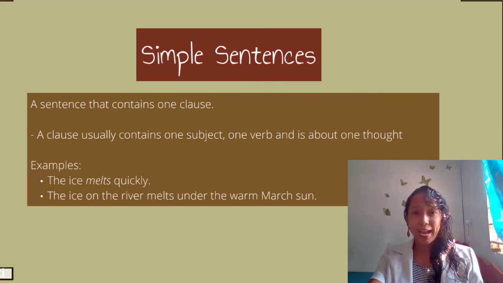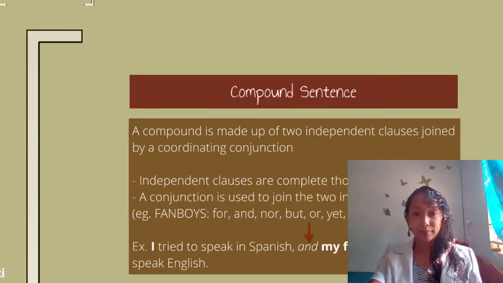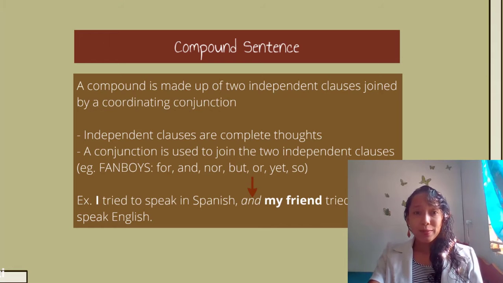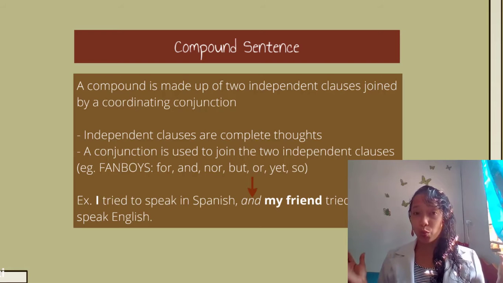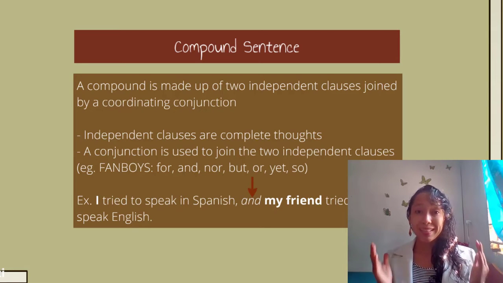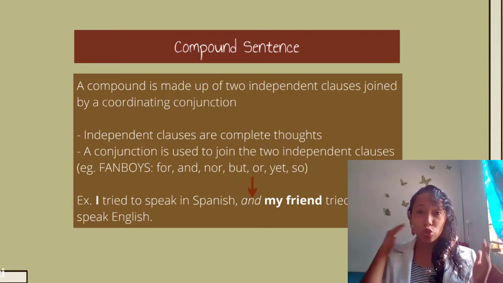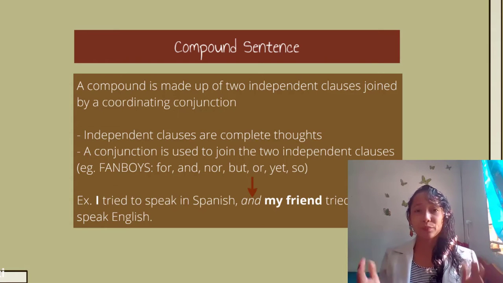Now, let's take a look at the second type of sentence for today, which is called a compound sentence. A compound sentence is a sentence that is made of two independent clauses. That means two simple sentences. They're being put together by what we call a coordinating conjunction. Remember the coordinating conjunctions? The FANBOYS: for, and, nor, but, or, yet, so. Well, this type of sentence uses them to join two simple sentences.